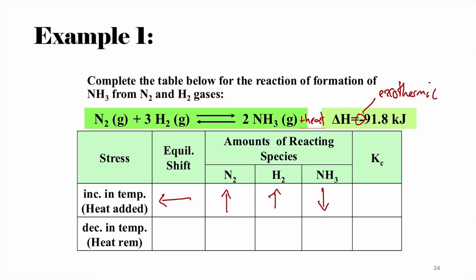Right, so how will that change our equilibrium constant? It would decrease it because of the reactants. Our equilibrium constant is NH3 squared over N2 times H2 cubed, right, that's our equilibrium constant. If we increase both of our reactants and decrease the numerator, then our equilibrium constant should decrease.